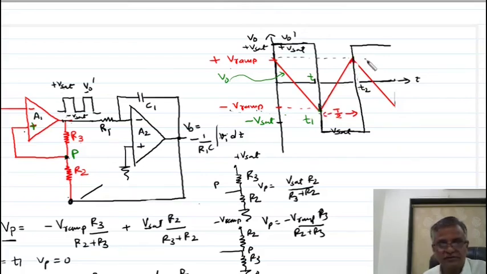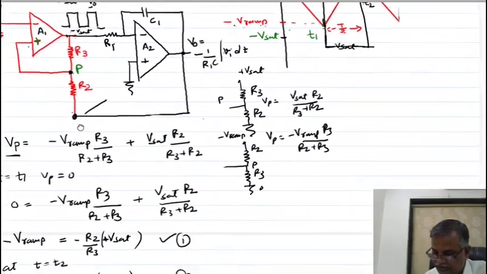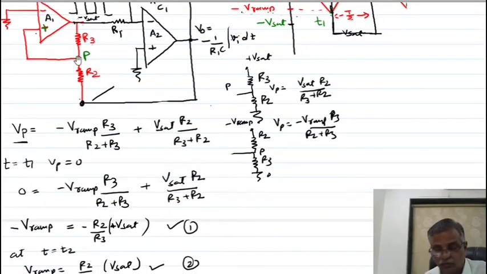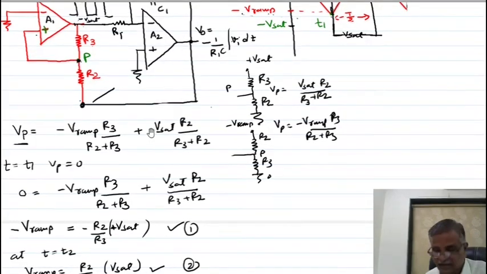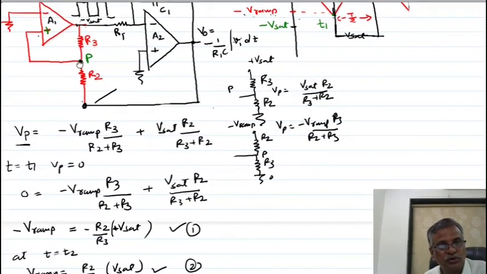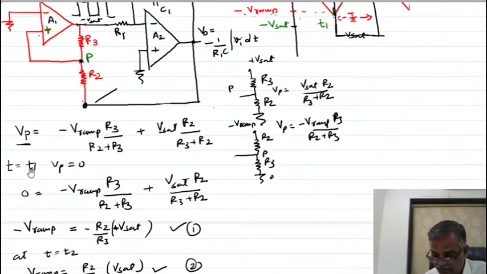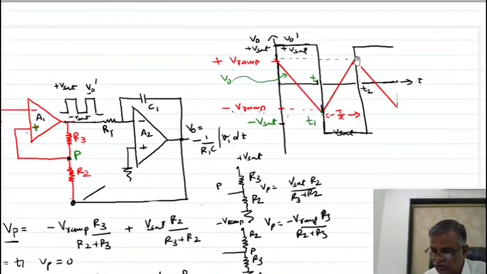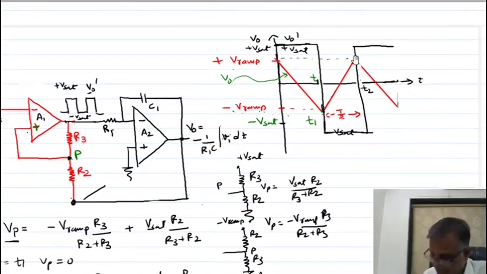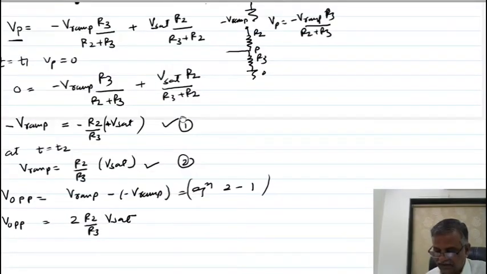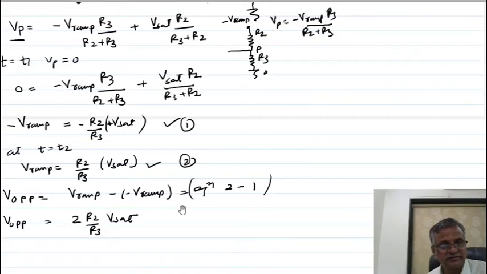My output voltage peak to peak means from this point to this point. This is called peak to peak. So what I did, I found my negative V ramp voltage, then I found my positive V ramp voltage. How do you calculate the V ramp voltage? Using the superposition principle, I get the voltage at point P. When it is slightly below 0, at 0 voltage, I can write this at time t1. Similarly, at time t2, slightly above 0, I can write this equation. Equation 2 minus equation 1 gives the output voltage, which is 2R2 by R3 V set.